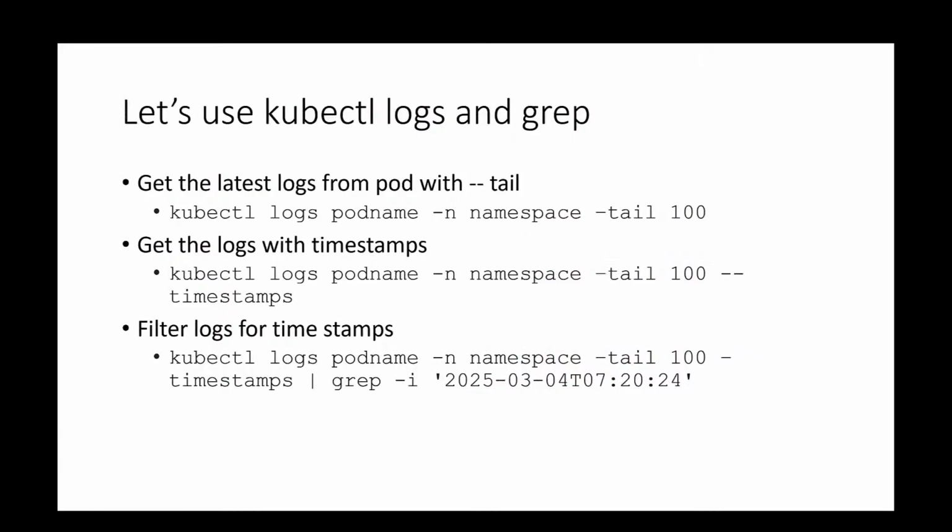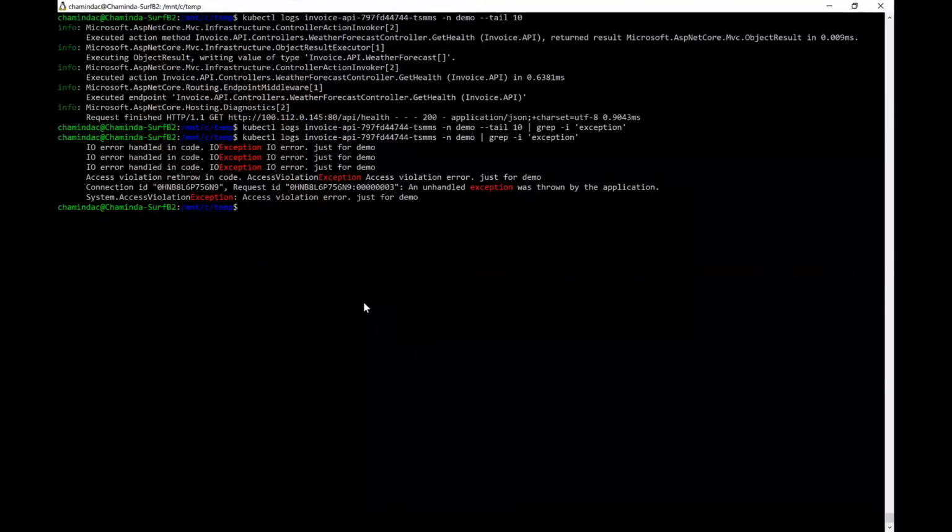With kubectl logs we can get the logs with timestamps. So how do we specify the timestamp? We can say --timestamps in the log. That will give us the UTC time of the execution. So what I can do here is add --timestamps.